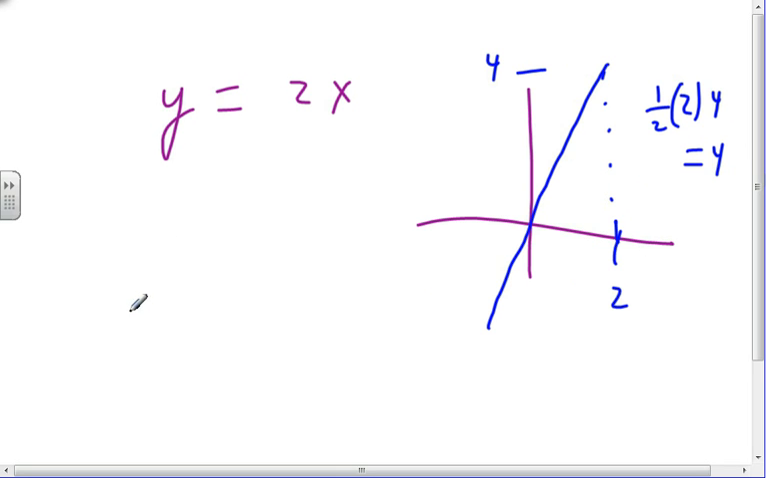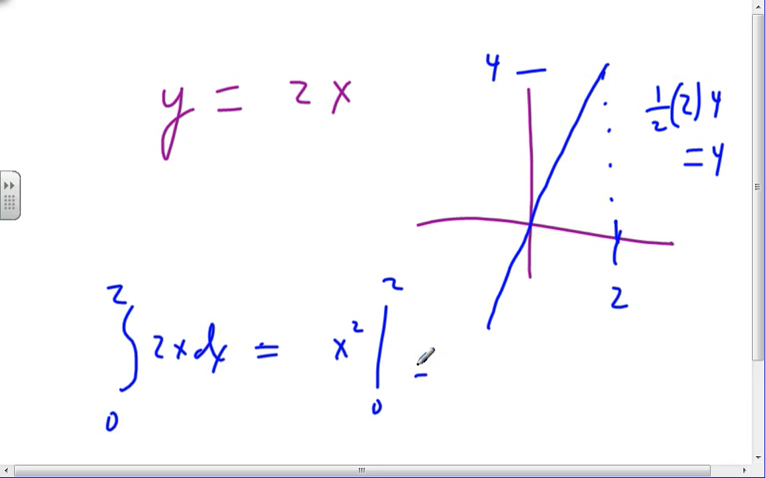Okay, now I'm going to come over here and take the integral from 0 to 2 of 2x dx. What's the integral of 2x? X squared. X squared evaluated at 0 and 2, I evaluate 2 squared minus 0 squared, which is 4. Oh, isn't that convenient? It's the right answer. How glorious. I will do it again.